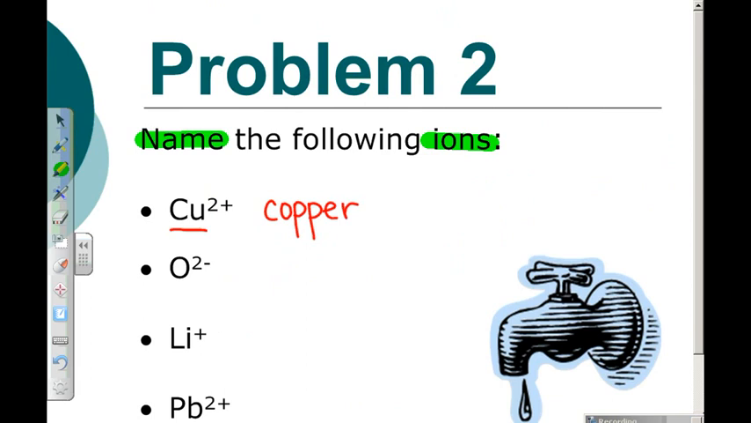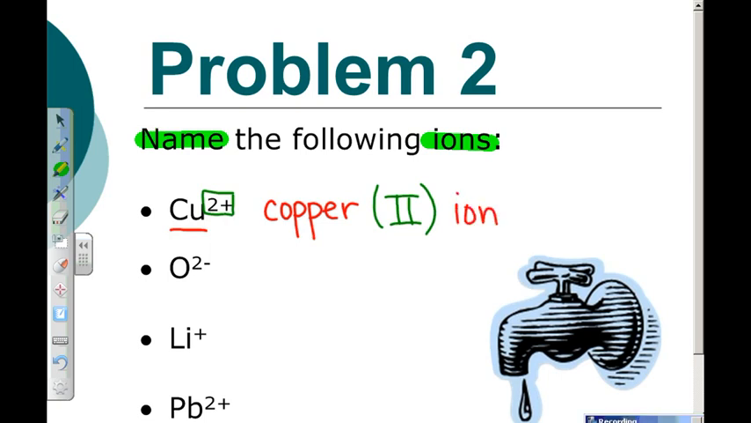When I look at copper, though, I notice that it is a type 2 metal. It's a transition metal, and it can have a variety of charges. What that means is I need to designate which charge this is here. So if you'll recall, I used the Roman numeral written in parentheses to tell me the charge of the ion. So this was the copper 2 ion.